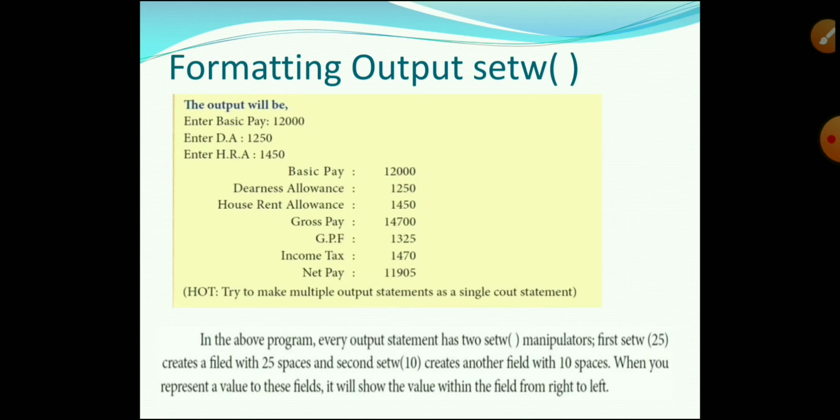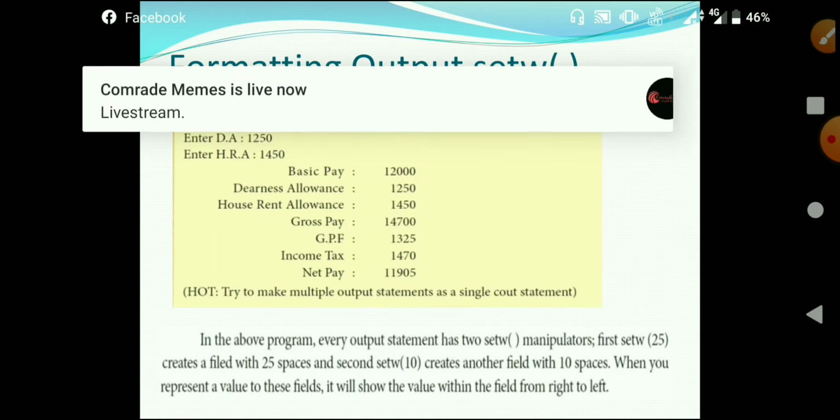So set W means giving some space before a particular word, basic pay, dearness allowance, house rent allowance, and everything is equal. Correct, no? So this is the output, a clear, understandable and easy-to-read output. The set W function is used for this purpose, and we will see other functions also.